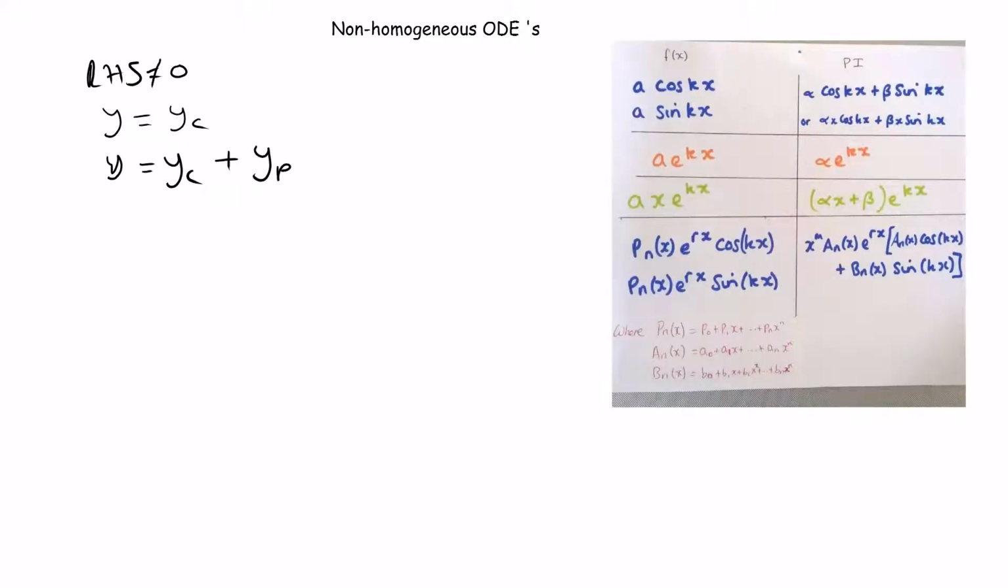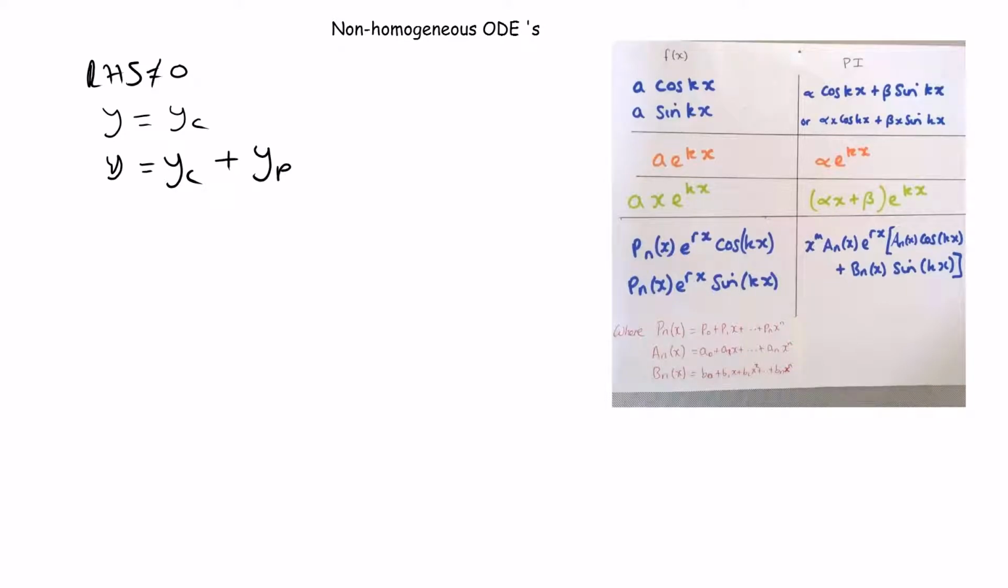Now the general solution of our equation, when we had homogeneous ODEs, y was equal to the characteristic function. This time we're going to have the characteristic function plus a particular function. To choose what the particular function is going to be, we have to do a bit of trial and error. So to start off, we can take a good guess from this table.